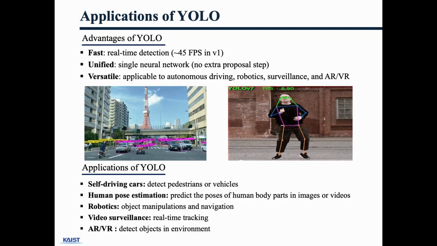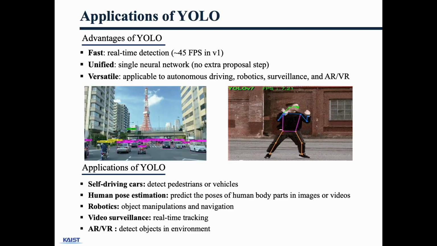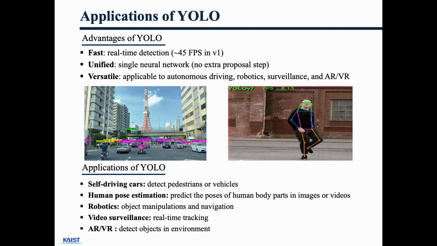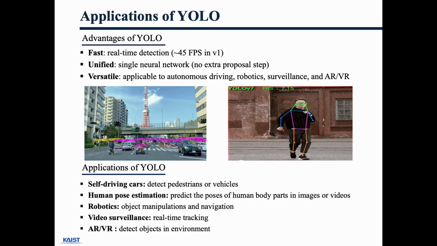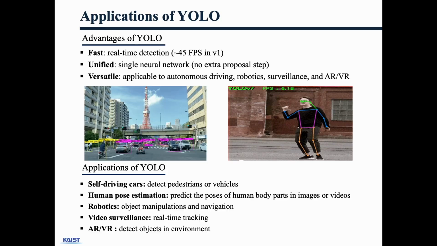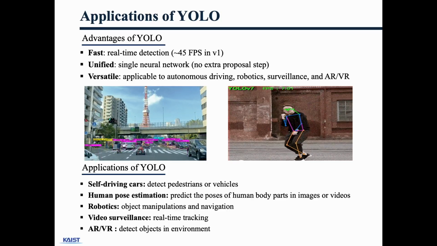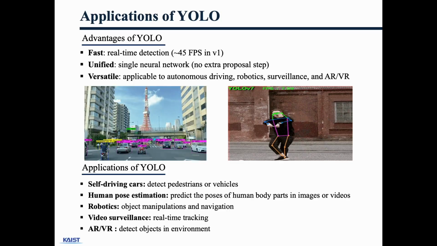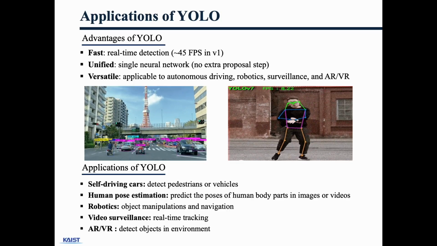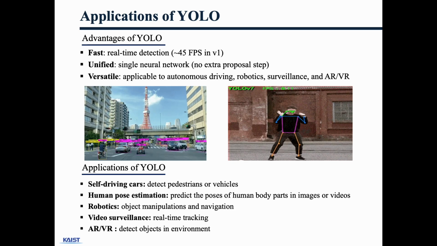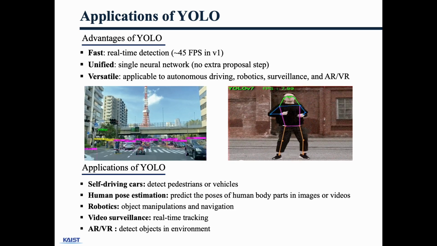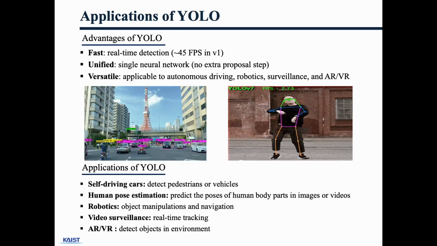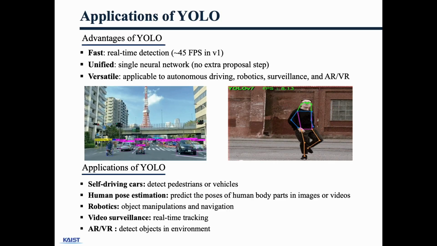For self-driving cars, YOLO can detect pedestrians, vehicles, traffic lights, and other important objects on the road. In this case, latency is critical. A delayed detection can lead to a delayed decision. For human pose estimation, YOLO-style models can also predict key points of human body parts. In the image on the right, we can see the estimated skeleton of a person. This is useful for human behavior understanding, sports analysis, and human-robot interaction.